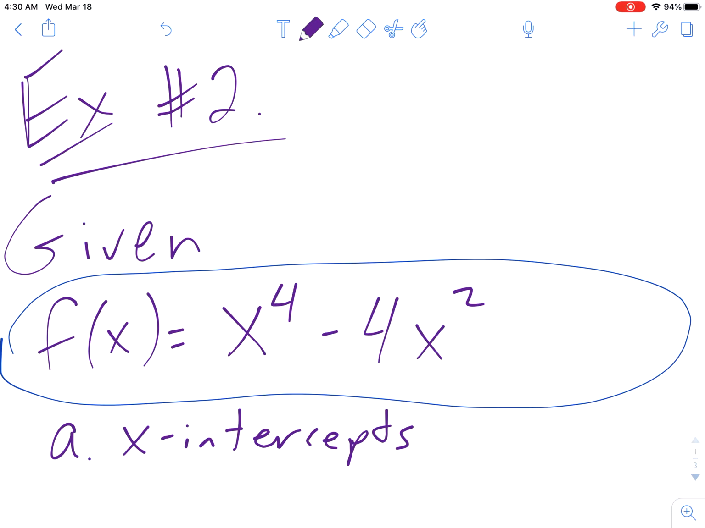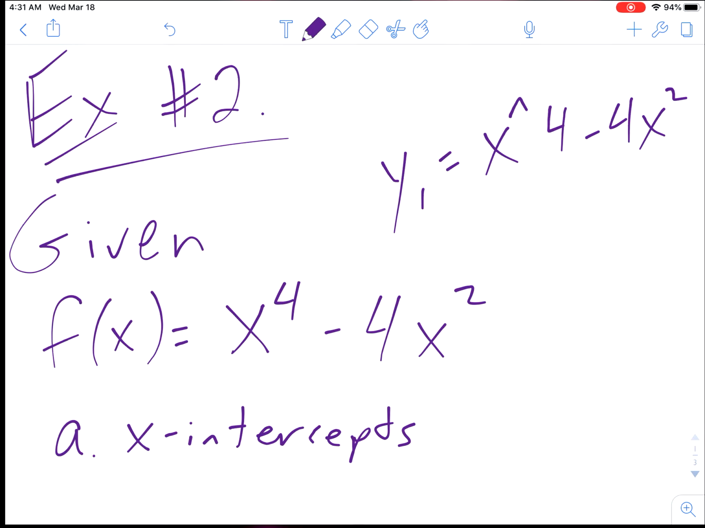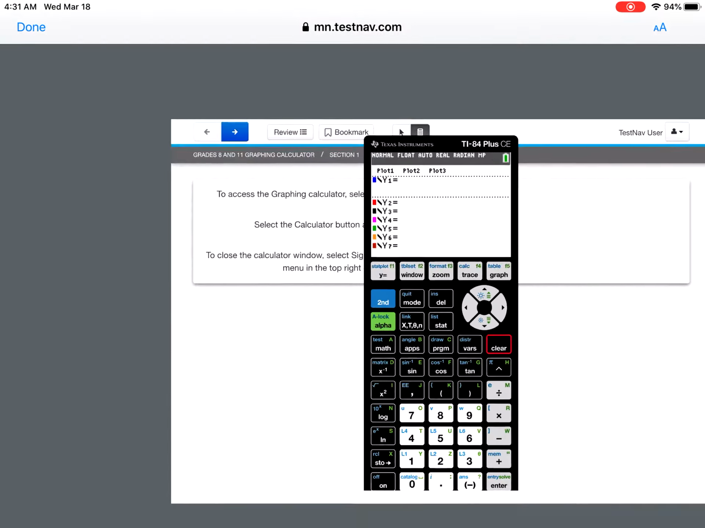So this second calculator example might look a little shorter. It's actually a little bit more difficult as we get to the calculator. You might see that, but the first step would be to type that function into the calculator as a y equals. So you go to y1 and you type in your equation into y equals. So I'll go to my calculator and do that first.